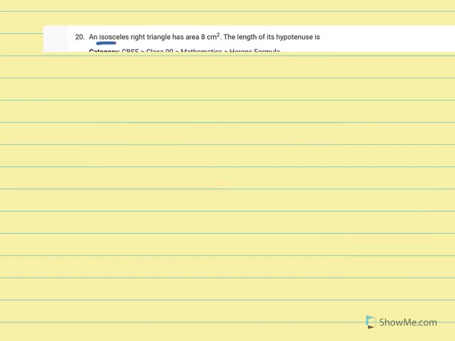This is a repeat question. The isosceles right triangle has area 8. Find its hypotenuse. This is what we did earlier, and just even then, just repeat it again. So it's a right isosceles, that means both the sides are equal, X and X. This is 90 degrees. Area is given as 8.